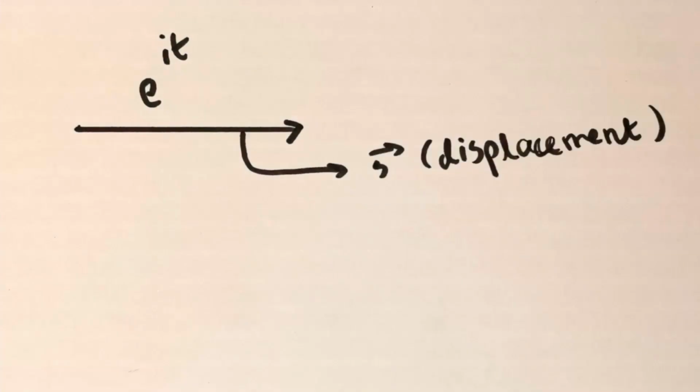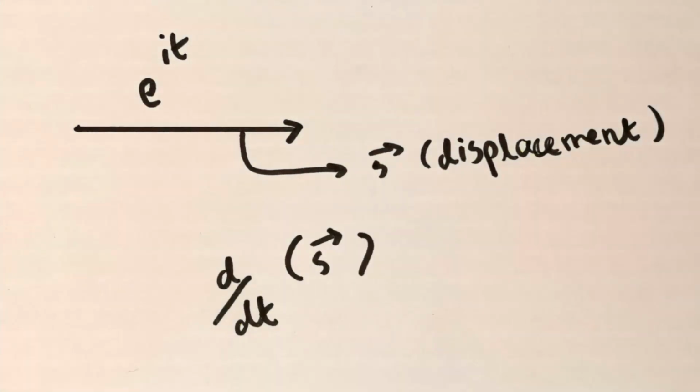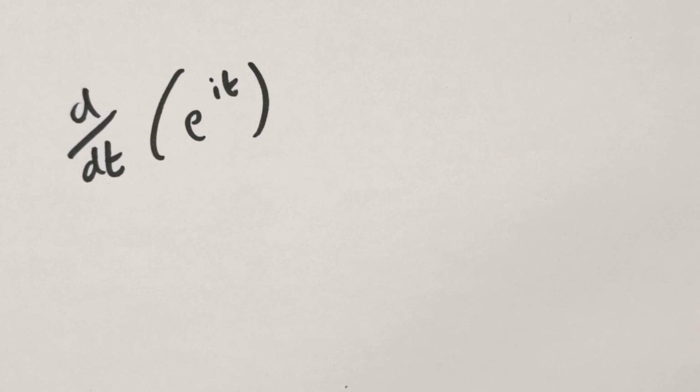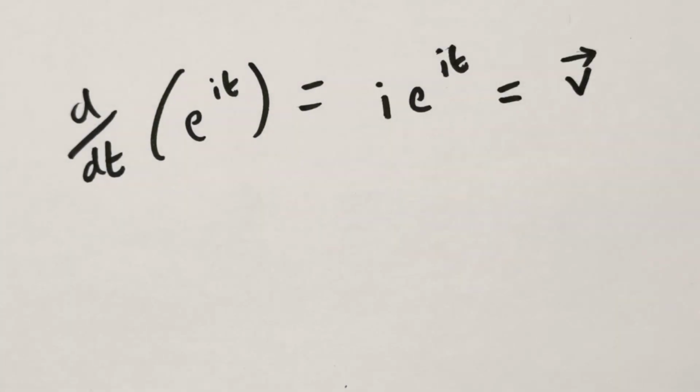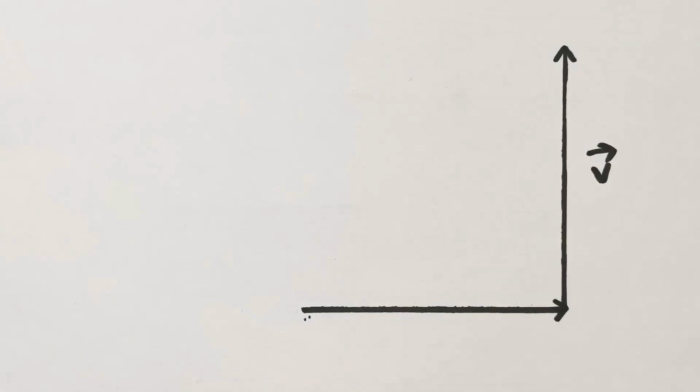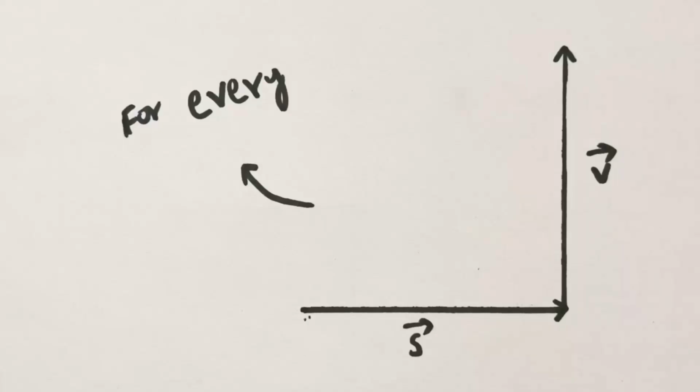Let's take e raised to it as a displacement vector. We know the derivative of displacement is velocity, and the derivative of e raised to it is i times e raised to it, which would be the value of the velocity vector. And because e raised to it is multiplied by i, and anything multiplied by i turns by 90 degrees, the velocity vector is perpendicular to the displacement vector for every value of t.